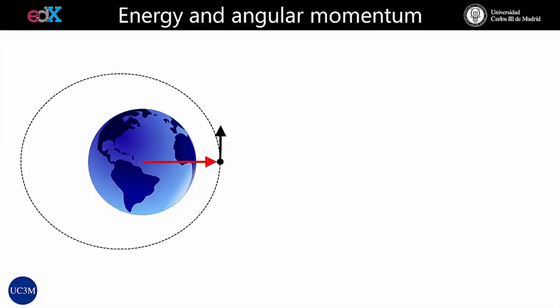The energy equation provides a useful relation between the distance to the central body and the magnitude of the velocity of the orbiting body. Let us find an additional helpful relation. We start once again with the equation of motion. This time, however, we shall multiply it as a cross product with r, obtaining this expression.